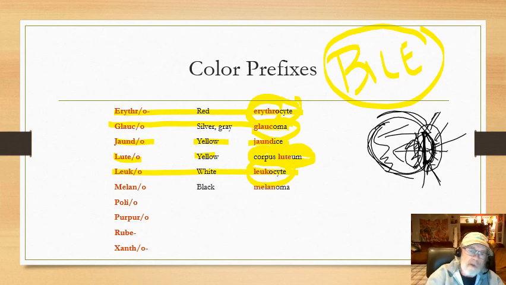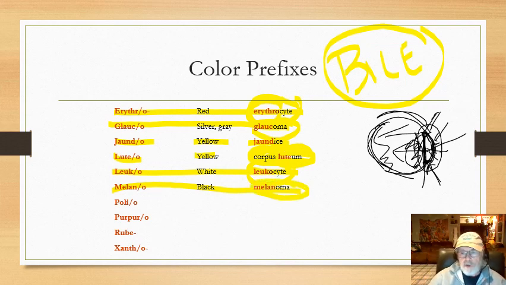So leuko means white. Melano means black, and this is where we get the term melanoma. Melanoma is something we don't joke about. Melanoma is a highly malignant tumor. The lesion doesn't have to be big. It could be a little bit bigger than the tip of my screen marker right here, and it could kill you.